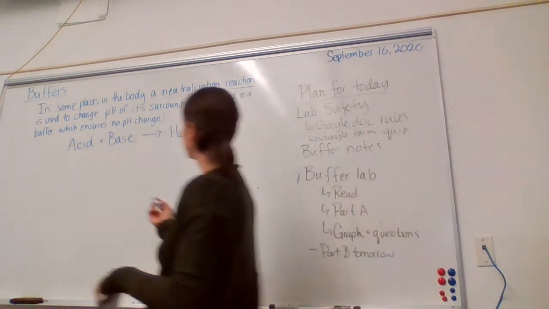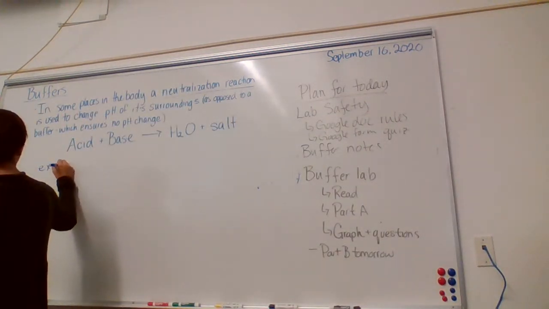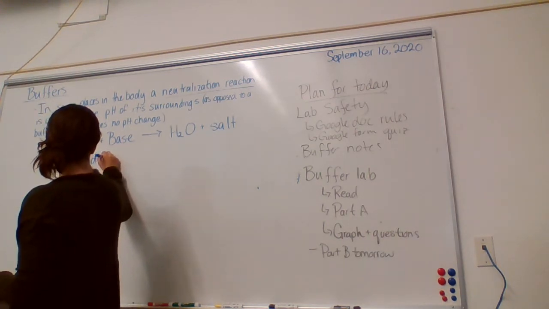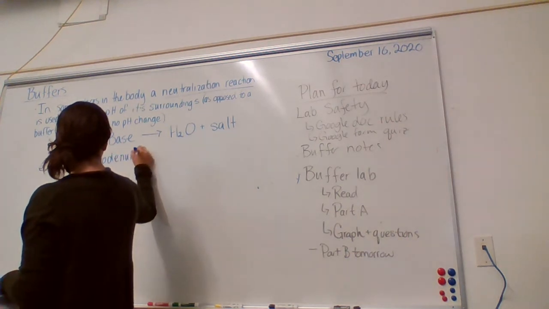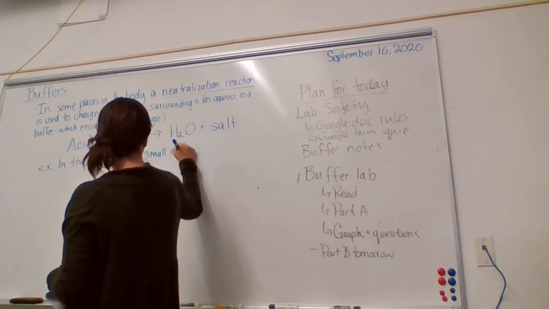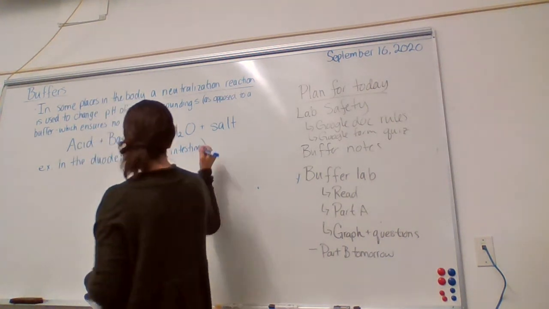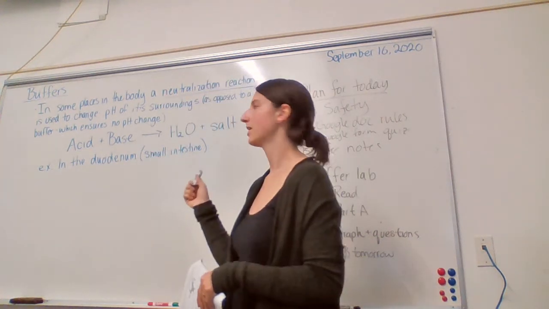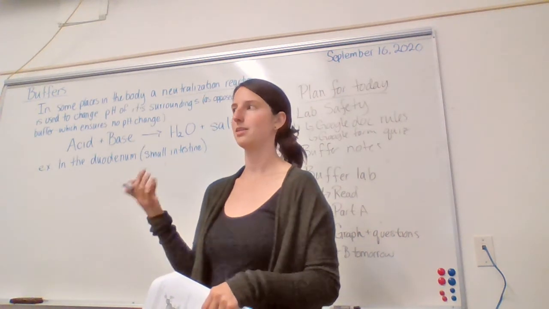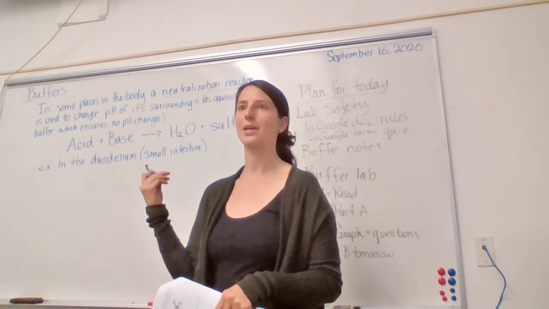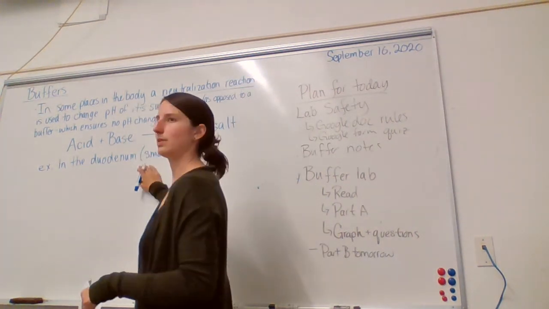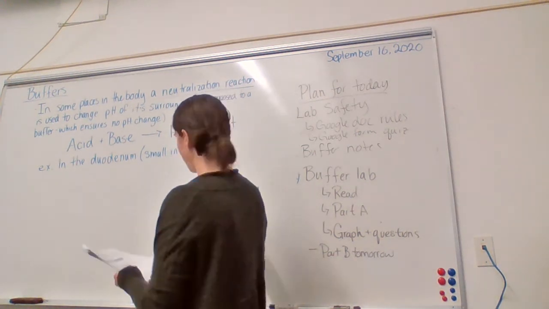And an example of this is in the duodenum, fun word, part of the small intestine. Part of the small intestine called the duodenum has acid-base reactions, and that's because the liquids coming out of your stomach are very acidic, and we don't want it to continue to be super acidic as it goes through your small intestine.